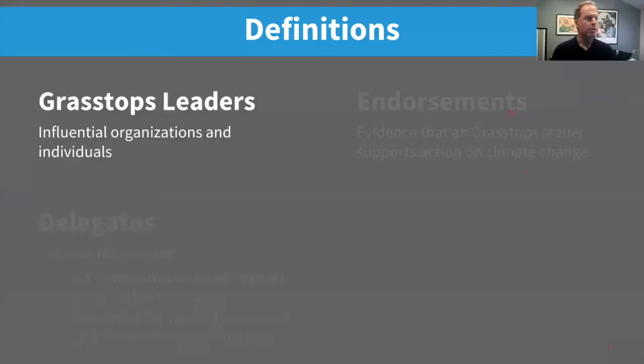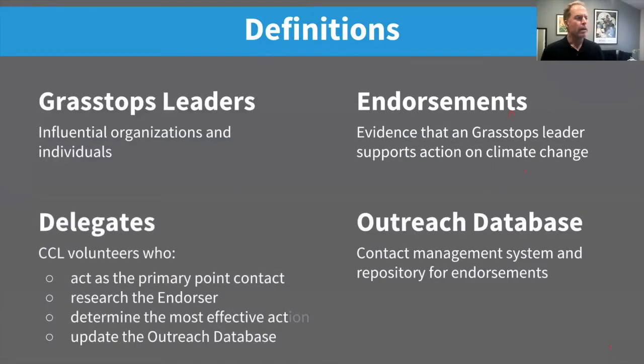All right, let's do some definitions. So I've used this term Grasstops leaders quite a bit. The specific definition of a Grasstops leader is an influential organization or individual. It could be a big company like Nabisco, or it could be the laundromat down the street. We've talked about endorsements. Endorsements are any evidence that a Grasstops leader supports action on climate change.